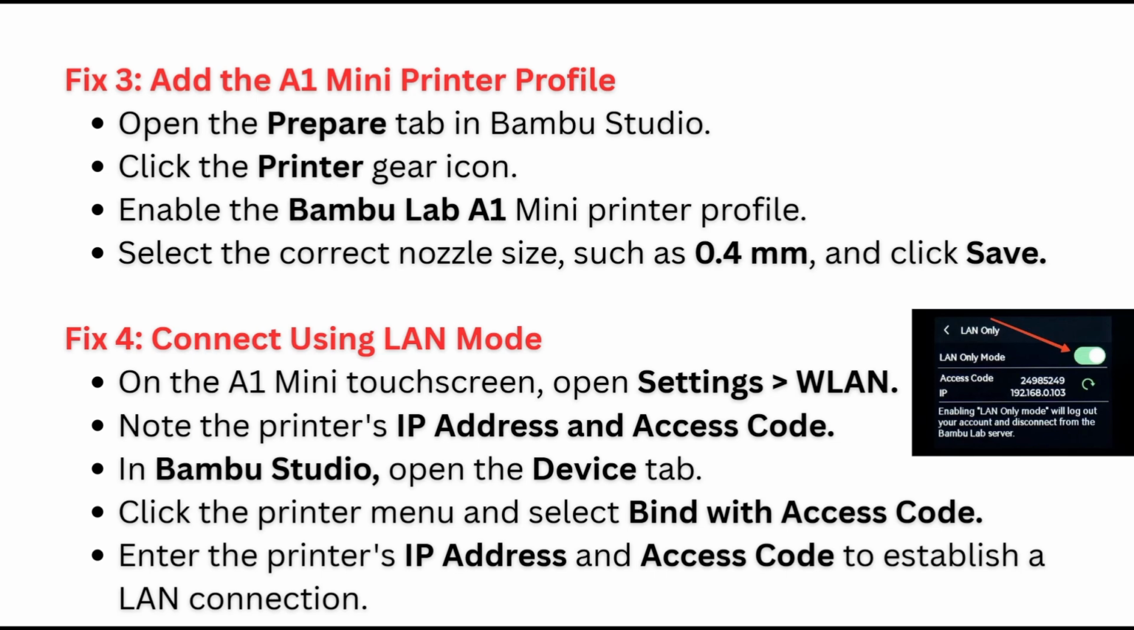Fix 4. Connect using LAN mode. On the A1 Mini touchscreen, open Settings, then go to WLAN. Note the printer's IP address and access code, and in the Bambu Studio, open the Device tab. Now click the printer menu and select Bind with Access Code and enter the printer's IP address and access code to establish a LAN connection.